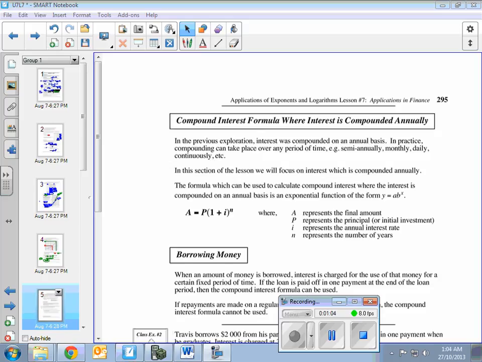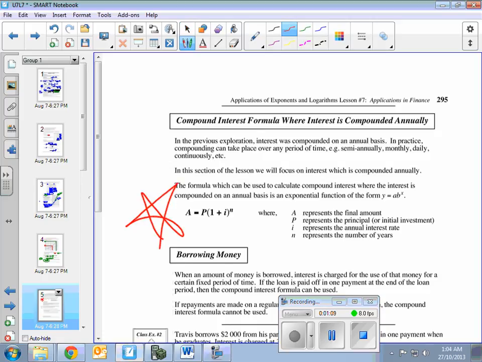Okay, so this is our formula. Know this: A is always going to be the final amount. P will be your principal or initial investment. Your I represents the annual interest rate, and your N represents the number of years. Another difference between compound and simple interest is compound will give you the final. So compound, A is equal to your final amount.